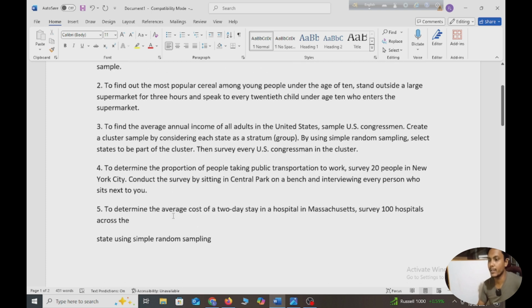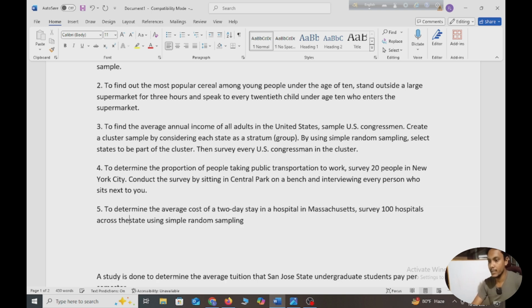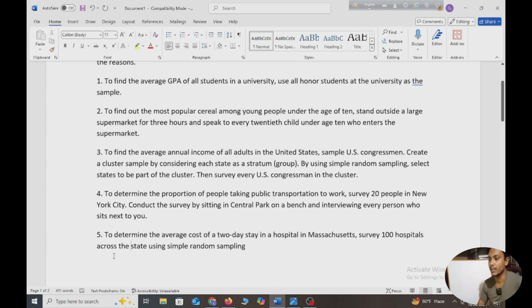To determine the average cost of a 2 day stay in hospital in Massachusetts, survey 100 hospitals across the state using simple random sampling. This could be a good idea, because we are taking 100 hospitals, okay? And we did it by simple random sampling. So in a sense, it's a good idea, right?